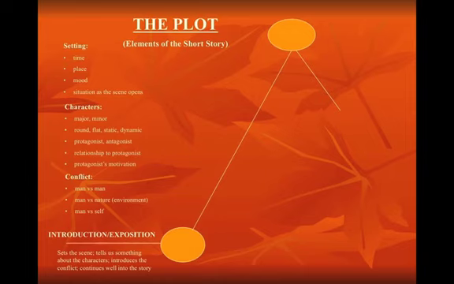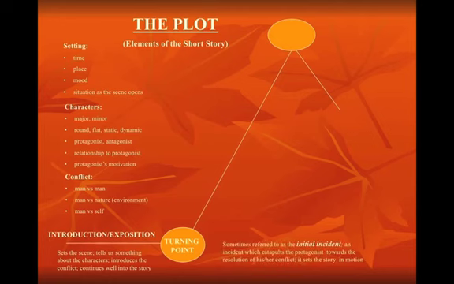The major conflicts that you are familiar with: man versus nature or environment, and man versus self. The next part of the plot is the turning point, also called the initial incident. And it is that incident, that event, which catapults the protagonist into the conflict, and it is what gets the story going, so to speak.